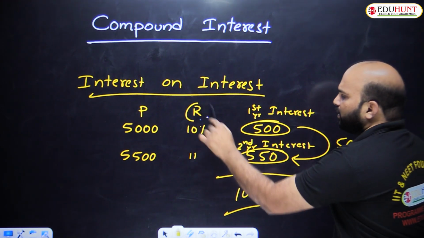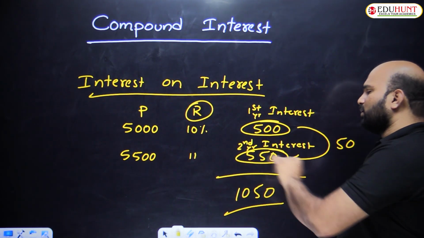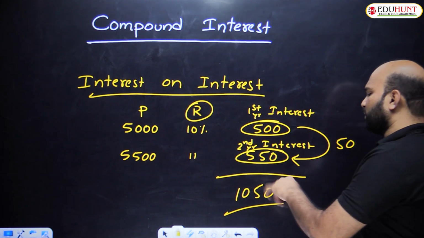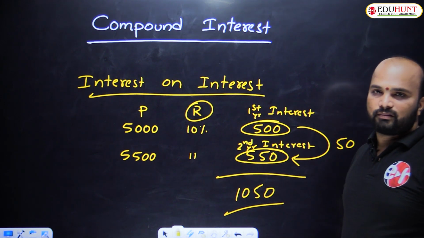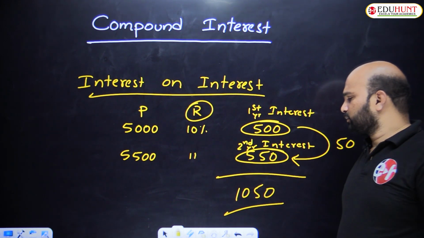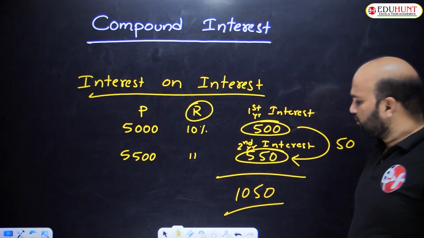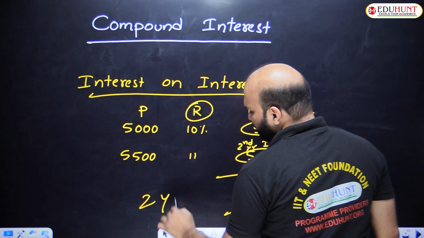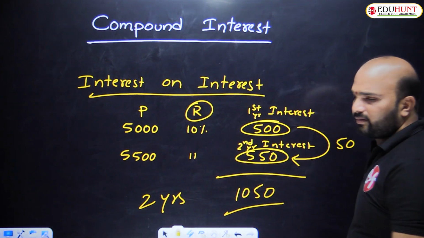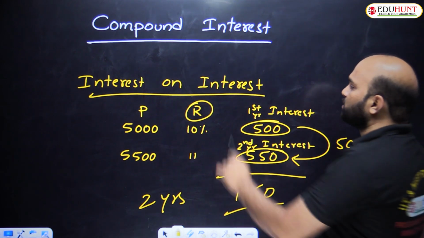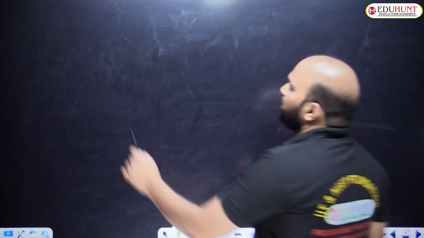The given rate of interest is 10%, so 10% of the first year interest 500 is 50. That is the excess. If it asks for the third year interest, what is 10% of 550? 55, so the third year interest is 605 rupees. For 2 years, clearly the interest is 1050: first year 500, second year 550. Total 1050. That is called interest on interest. So interest on interest is called compound interest. Am I clear?